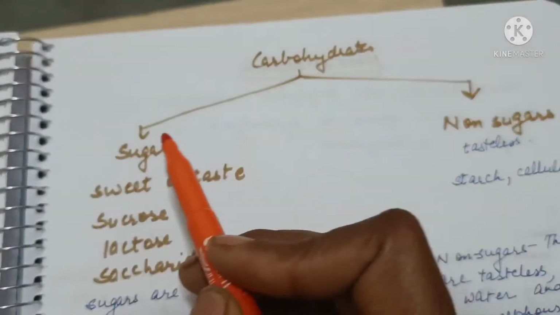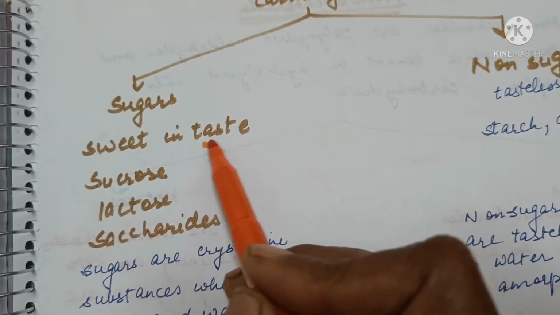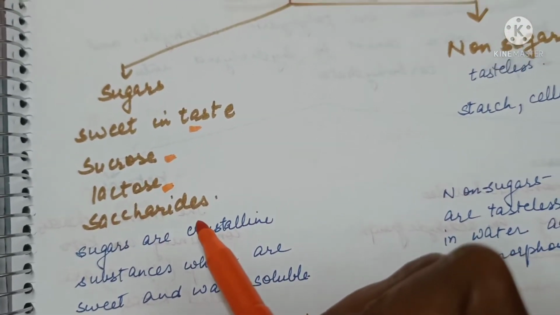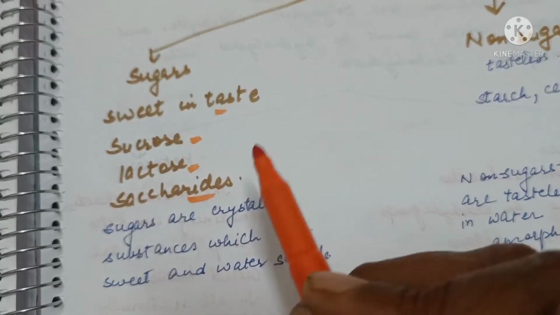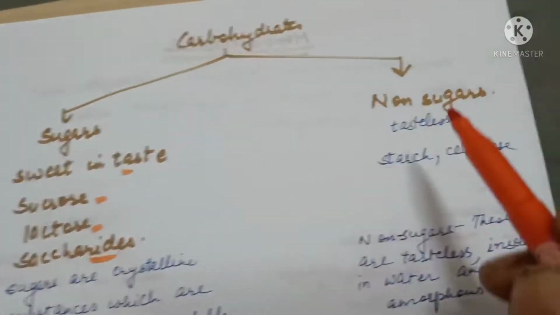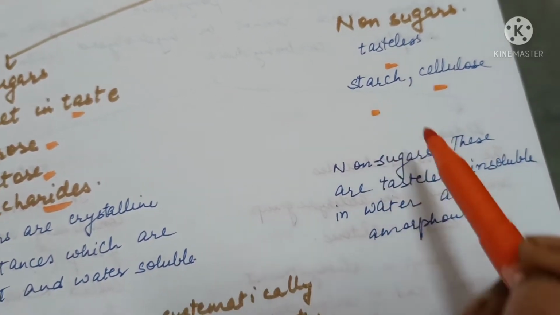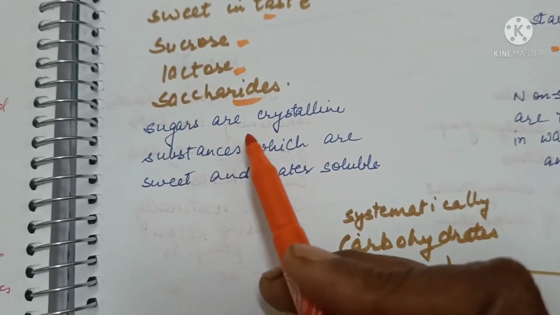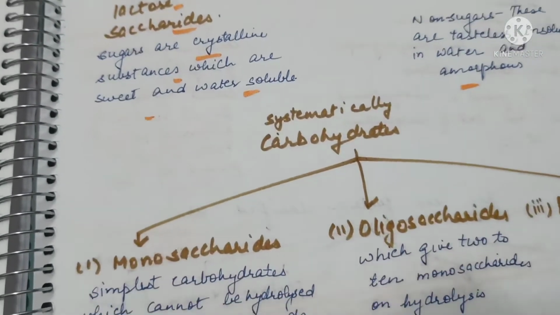So we can classify carbohydrates as sugars and non-sugars. Sugars will be sweet in taste, for example, sucrose and lactose. And these are called saccharides. Sweet tasting sugars are called saccharides. Non-sugars are tasteless, for example, starch and cellulose. These are tasteless, insoluble in water and amorphous, whereas sugars are crystalline substances which are sweet and water soluble.